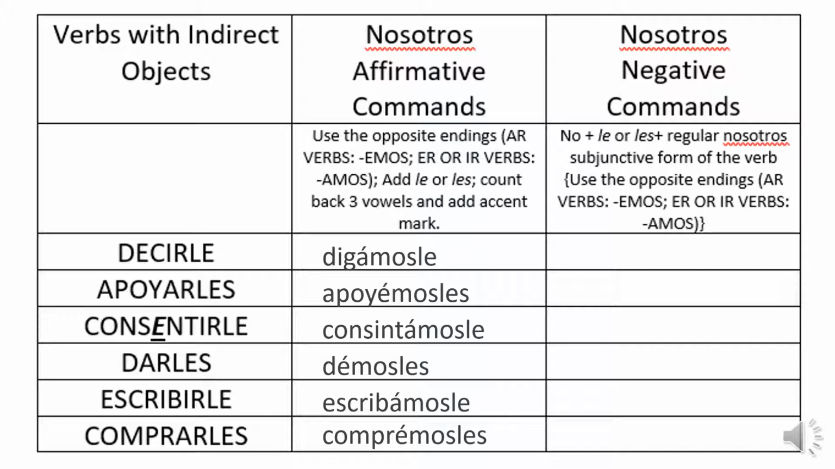For the negative command forms, you're going to start with no. Then you're going to put le or les in the middle, and then you're going to use the regular nosotros subjunctive form. So once again, AR verbs use the E endings, ER and IR verbs use A endings. So let's not tell him, no le digamos.